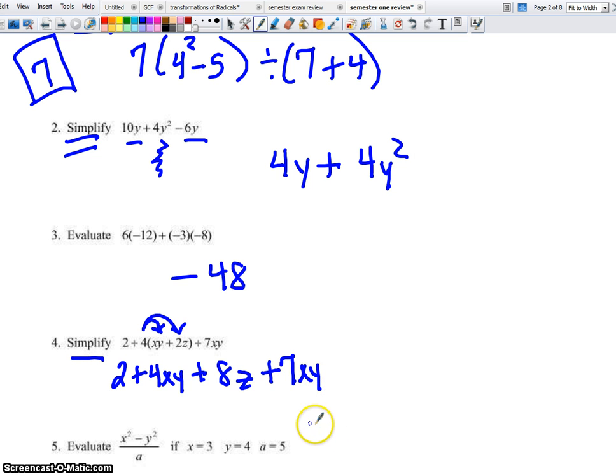Now you need to look for like terms. You've got 2. So you bring down your 2. 4 plus 7 is going to be plus 11xy plus 8z. And that's your answer.